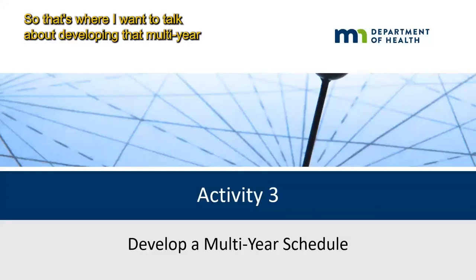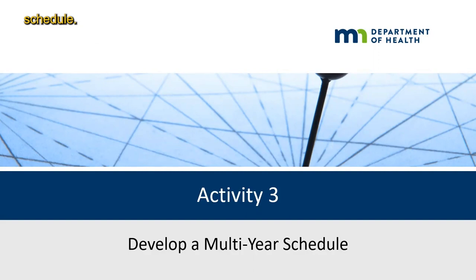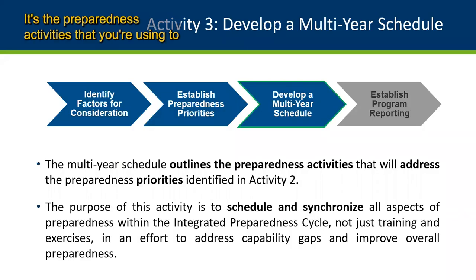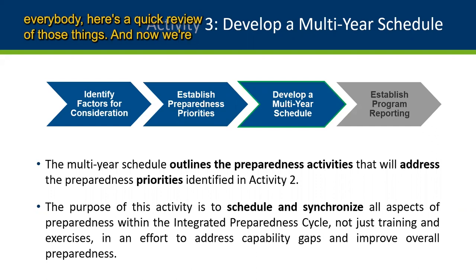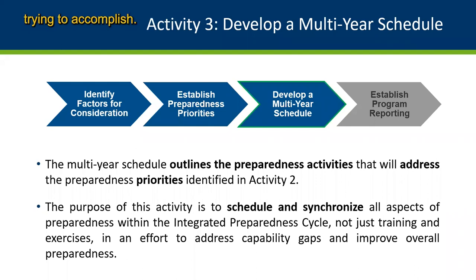So that's where I want to talk about developing that multi-year schedule. It's the preparedness activities that you're using to address activity 2. If you went through some of your factors for consideration and then your preparedness priorities ahead of time, when you get together, you say, hey, everybody, here's a quick review of those things. And now we're going to try to outline how we can accomplish that through planning, training, exercise, etc. It's a schedule that we're trying to accomplish.